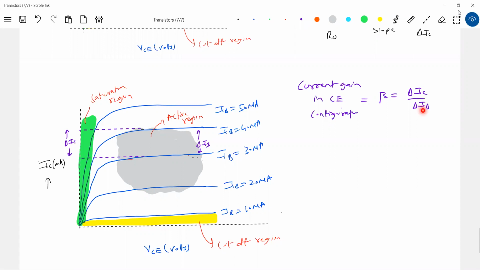And usually what is IB? Microampere. This is milliampere. So what is the value of beta? It will be very large. Usually for transistors it will start from some 32 and go up to even 500 practically. So it can take values in this range. The higher the beta value, the better the transistor.